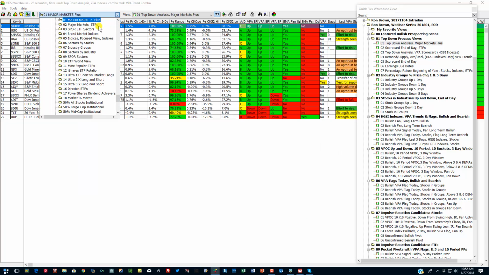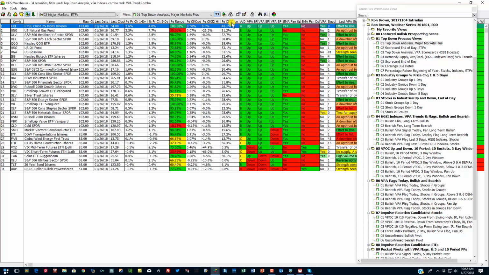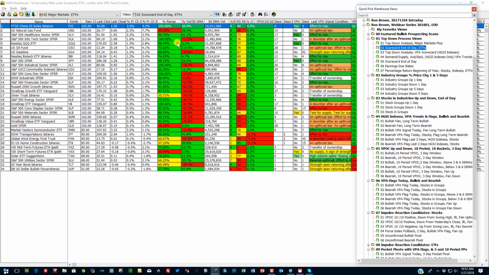Okay, so I'll move on down to the next view. These are the ETFs, and I use a different view. I use scorecard end of day for the ETFs because I want to get the volume column in here. I look at range. I look at the 50-day moving average volume. If these are green, it's trading above average volume. You can see that the China index, the FXI, is at 100% of its daily range. It was up 2.6%, and it traded over 14 million shares. Very active.